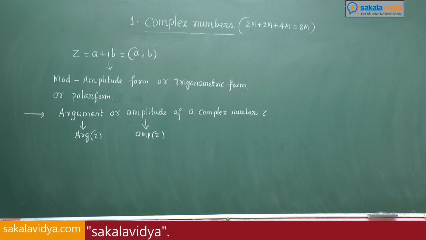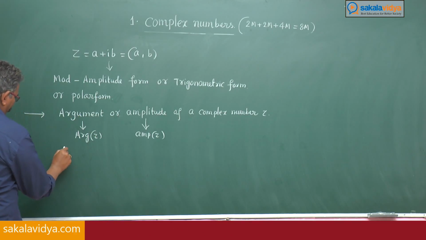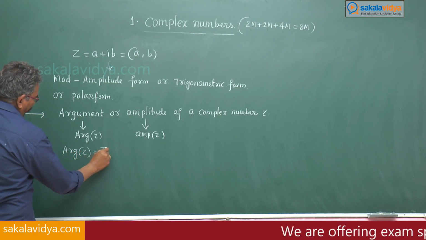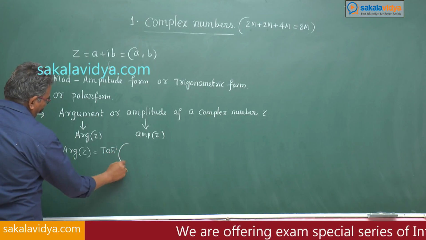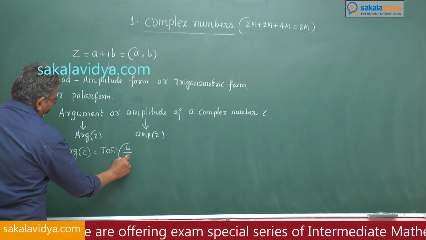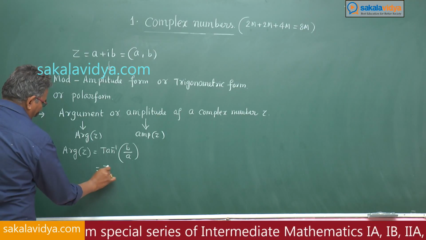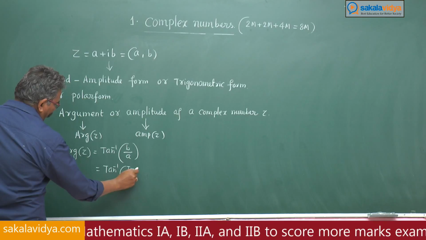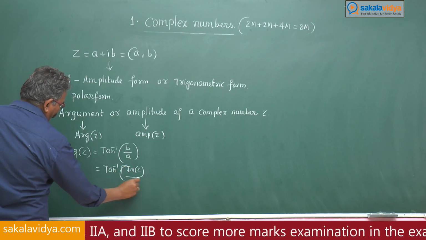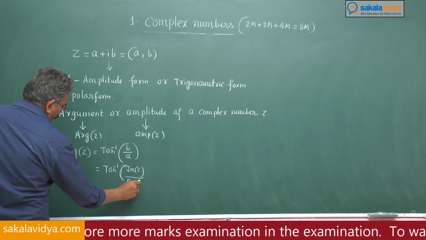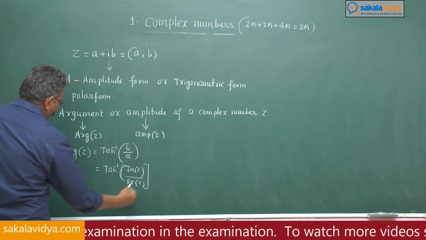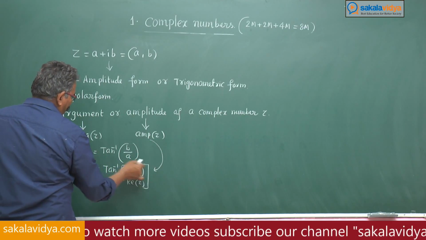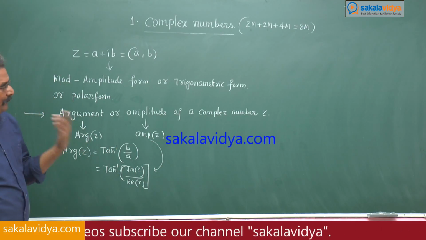So now what is the argument of Z? Here the argument of Z is given by tan inverse of b by a. Here b stands for the imaginary part of Z, and a is the real part of Z. This gives us the argument of Z. Amplitude is also the same, both are the same, arg Z or amp Z.